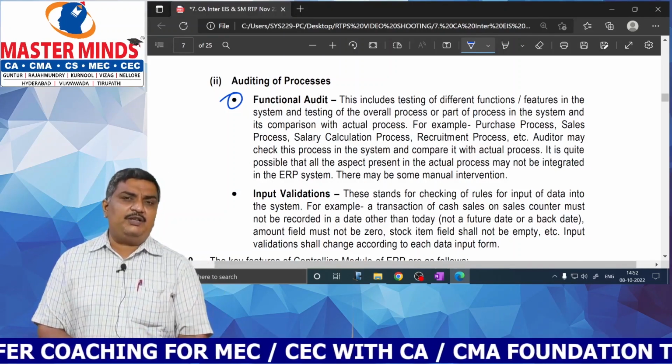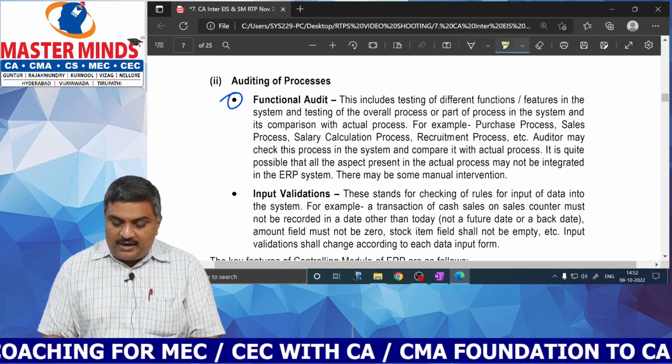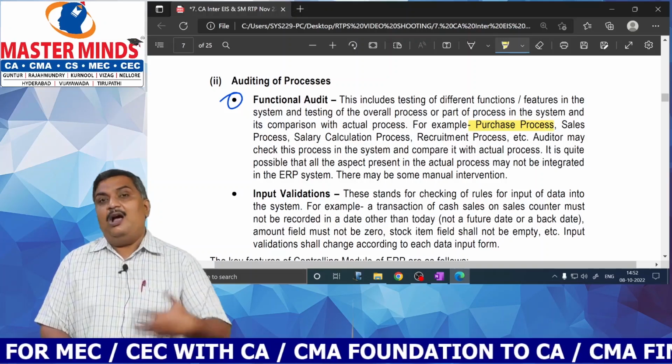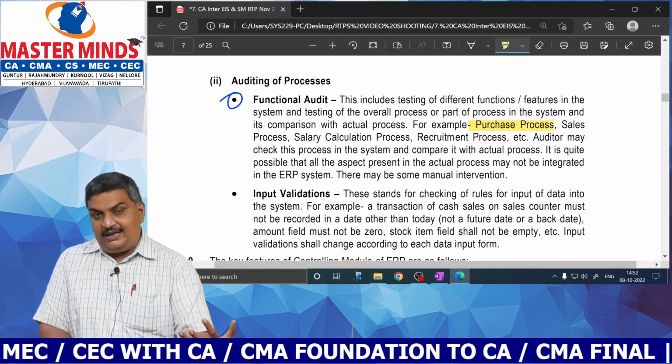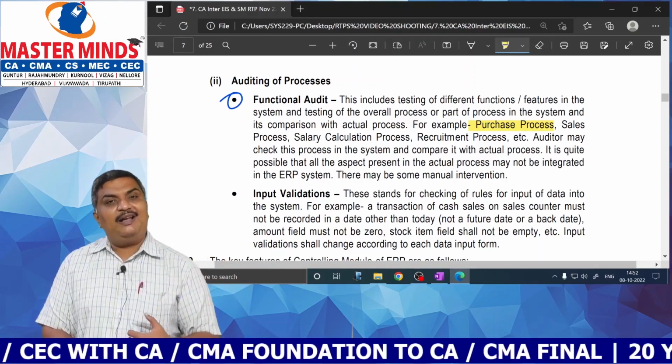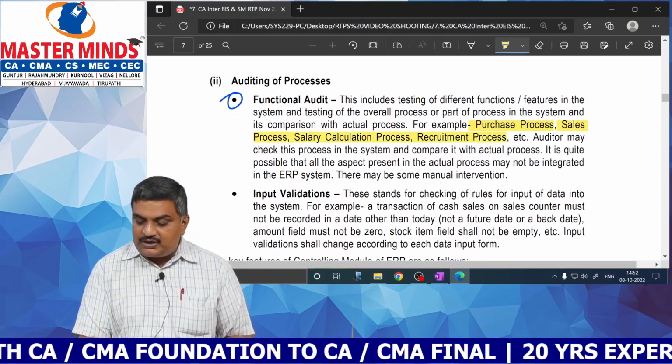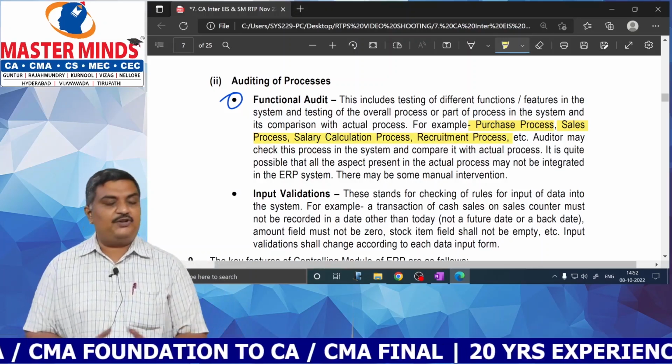What are the different functions of the organization? Mr. Karan has to check the overall process of purchase, how it is happening. Are there any risks? Are there any loopholes? Are there any bottlenecks? And what about the sales process, salary calculation process, recruitment process, etc.